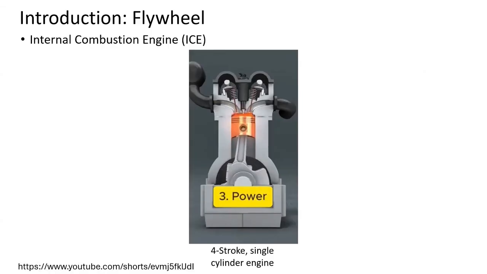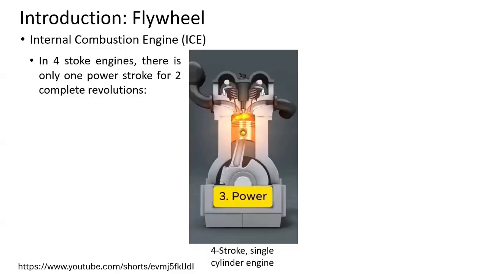So if it is a 4-stroke engine, it has 4 strokes: intake stroke, compression stroke, power stroke, and the exhaust stroke. And each stroke takes 180 degrees of rotation of the crank. So completion of one cycle takes 180 degrees into 4. That means 720 degrees. That means 2 complete revolutions.